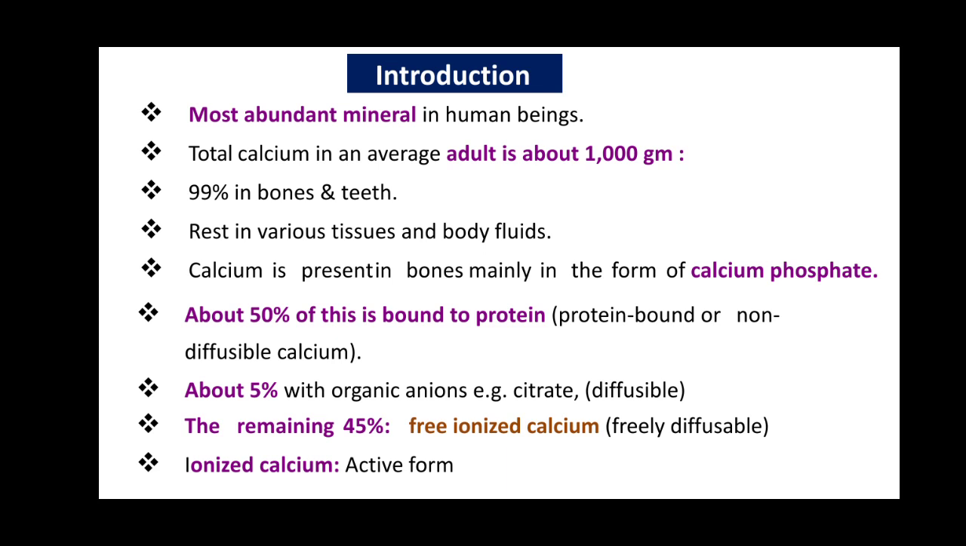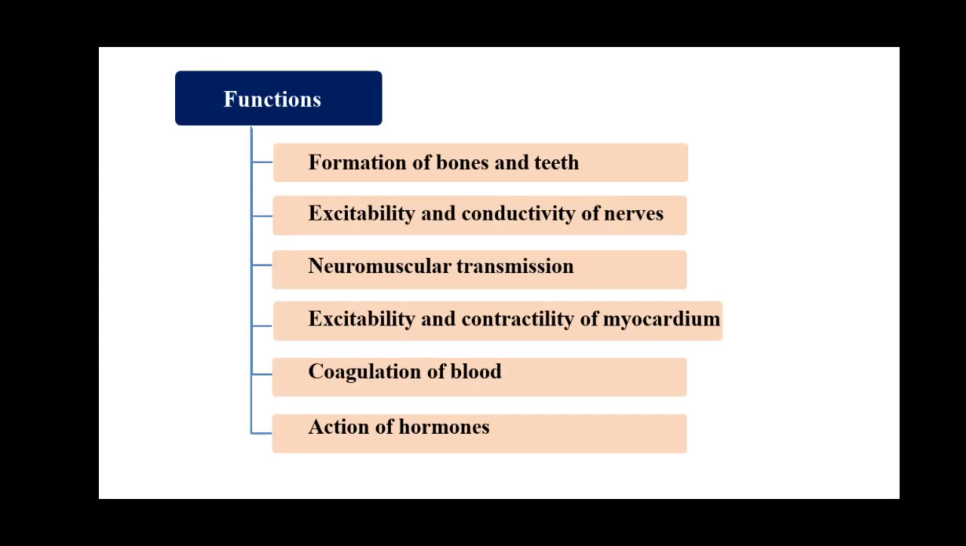99% will be present in bones and teeth, rest in various tissues and body fluids. The calcium is present in bones mainly in the form of calcium phosphate. So about 50% of this is bound to protein, and 5% with organic ions like citrate, and the remaining 45% will be free ionized calcium.